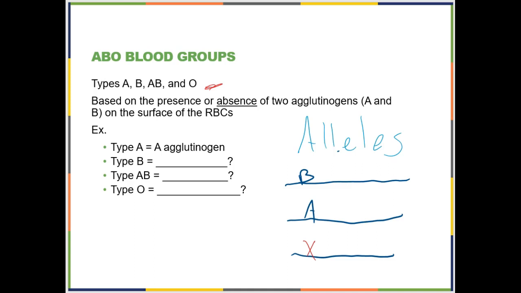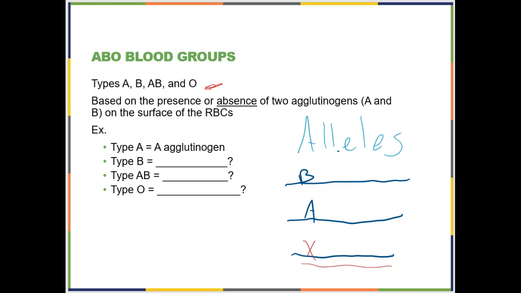So if you get, let's say, the A, you can get two copies of A, or A and O. That makes you type A, because when you inherit this piece of DNA, this allele, this version of this gene, it makes the A version of the protein. This version here makes no protein. So there is no O agglutinogen. O is the absence of agglutinogen.